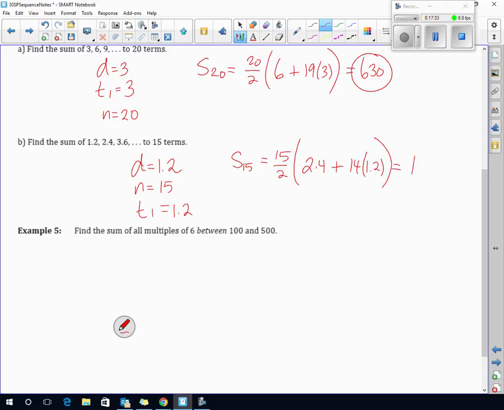Last example, example 5. This is a good one. You definitely get calculators on this test. Yes, that's a gimme.